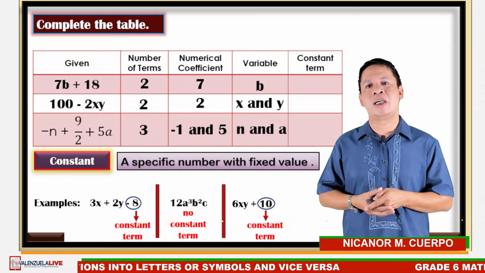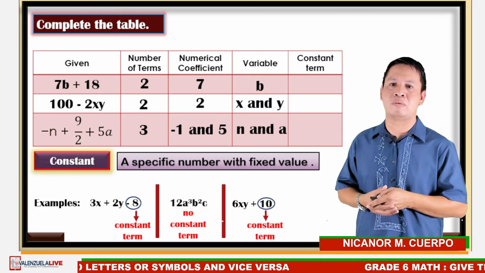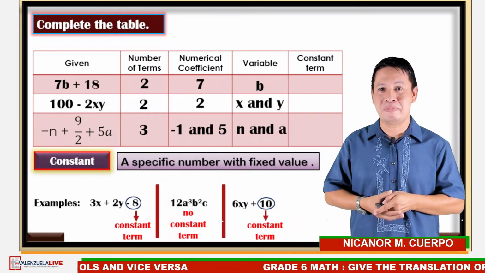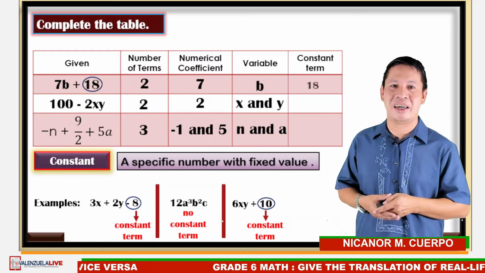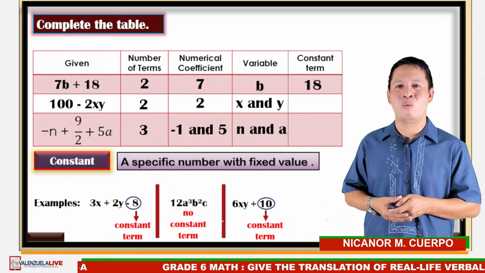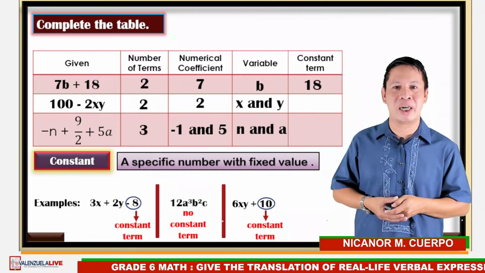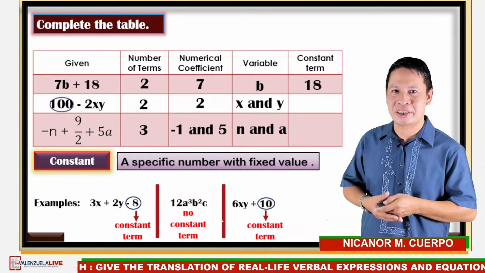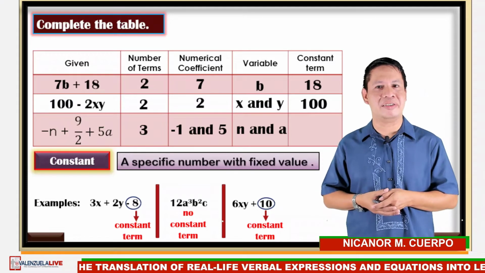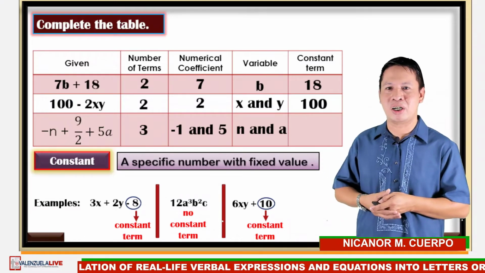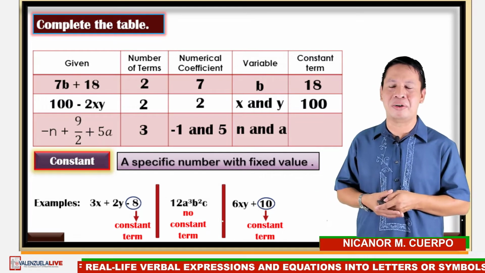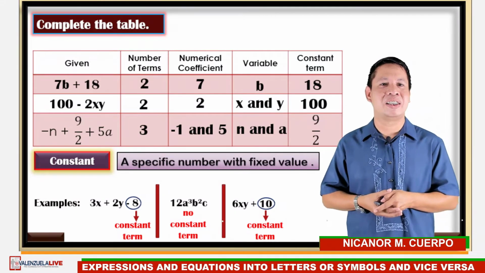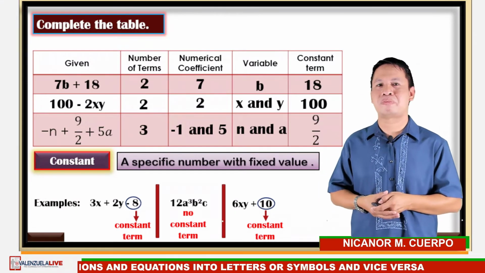Now, for the first given expression, 7b plus 18, what is the constant term? Correct, it is 18. What about 100 minus 2xy? What is the constant term? I heard it right, it is 100. For the third expression, what is the constant term? You said it right, 9/2.